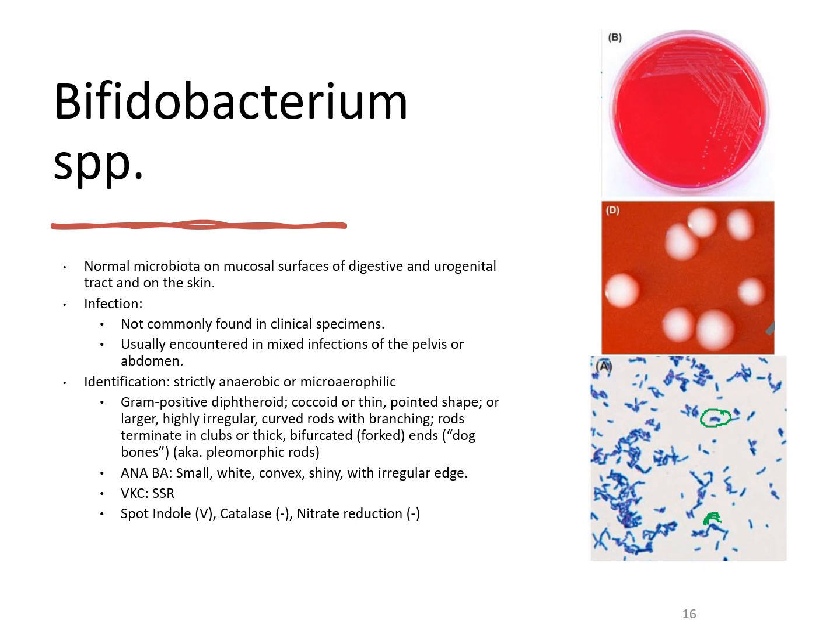When you culture this on an anaerobic blood agar in anaerobic conditions, you would see small, white, convex, shiny colonies with irregular shaped edges. You can see a little bit in this image where the edges are kind of flattened on the side of this particular colony where there's nothing up against it. They are sensitive to vancomycin and kanamycin, and resistant to colistin. The spot indole can be variable, catalase negative, and nitrate reduction negative.